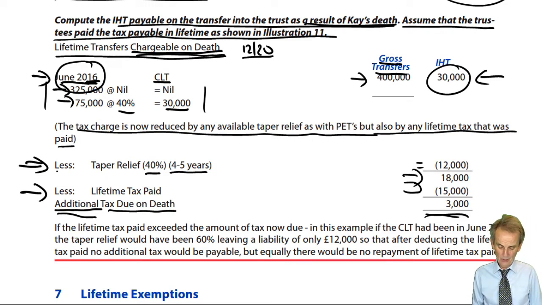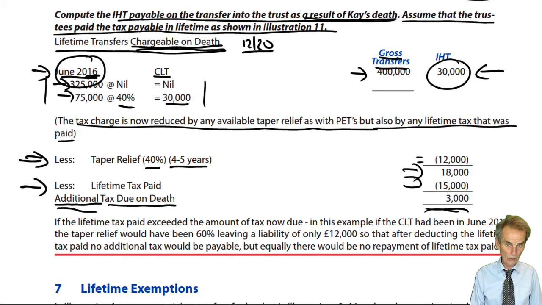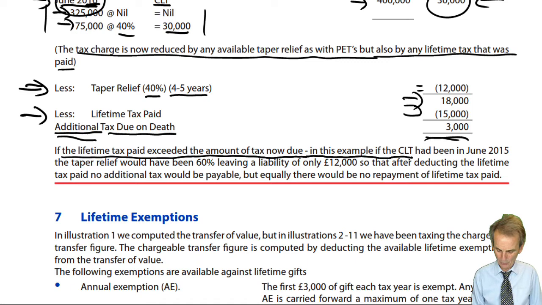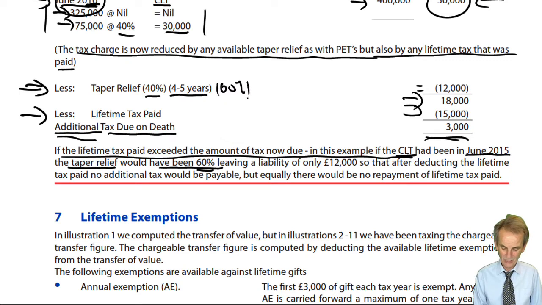But if, of course, we'd made the date of that transfer 1 year earlier, so if the lifetime tax paid exceeded the amount of tax now due, in this example, if the CLT had been in June 15, then the taper relief would have gone up to 60%. We'd now have survived for between 5 and 6 years. And if you took 60% deduction here, then that 60% of 30 would be an £18,000 taper relief. That would leave you with £12,000. But the lifetime tax you paid was 15.